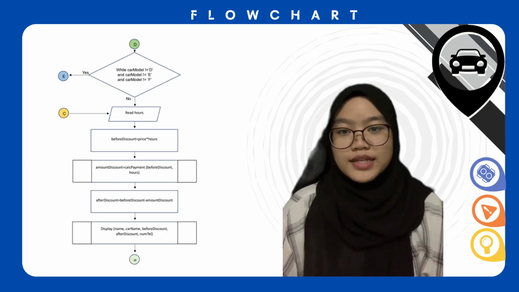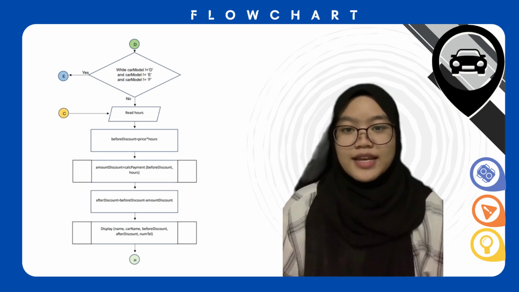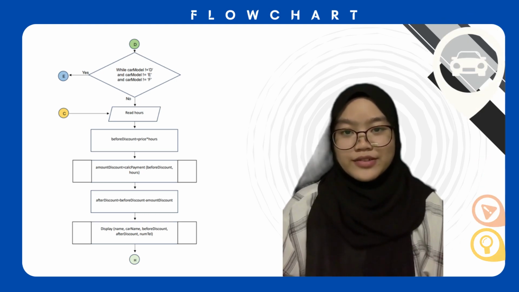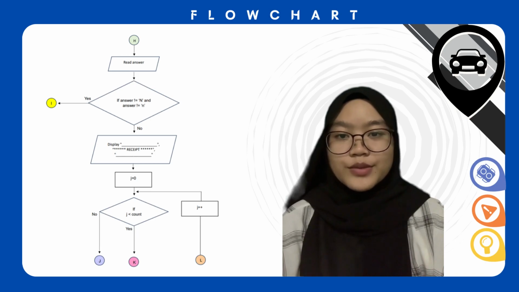Then proceed to calculate the before discount price. After that, the amount of the discount is calculated in the function call of the calculate payment function. This is for the statement that executes the function. After that, the process continues to calculate after discount. Then, there's a function called void to display the name, car name, before discount, after discount, and telephone number. Then, this program proceeds to read the answer.